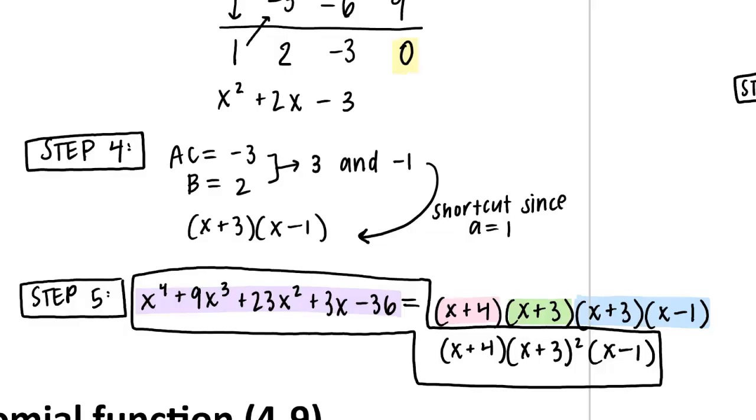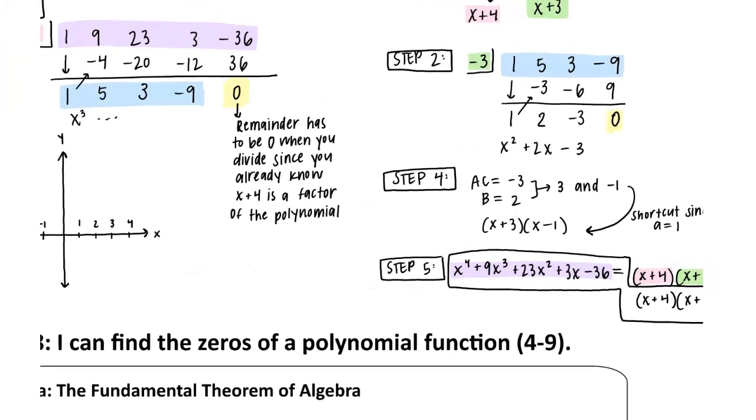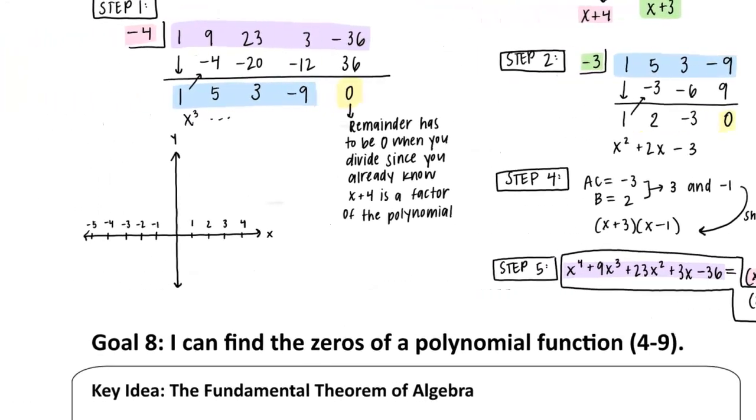Now, in this case, since I see two matching factors, x plus 3 is in there twice, I'm going to write it as x plus 3 squared. Anytime you have a factor with a multiplicity of 2, we saw this in our homework the other day, that's where the graph is going to bounce off the x-axis. So when we go to graph this, here's what we're going to see.